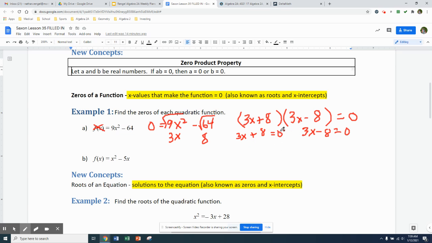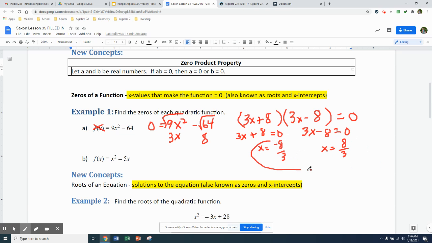Now here we would just subtract 8 over, then divide by 3. So I'd get x equals negative 8 thirds. On this one, I would add the 8 over, then divide by 3. I would get x equals 8 thirds. So from there, that goes back to algebra that you've been doing since pre-algebra. So we would just get our x solved out. And in either case, we're going to get to negative 8 thirds and 8 thirds.